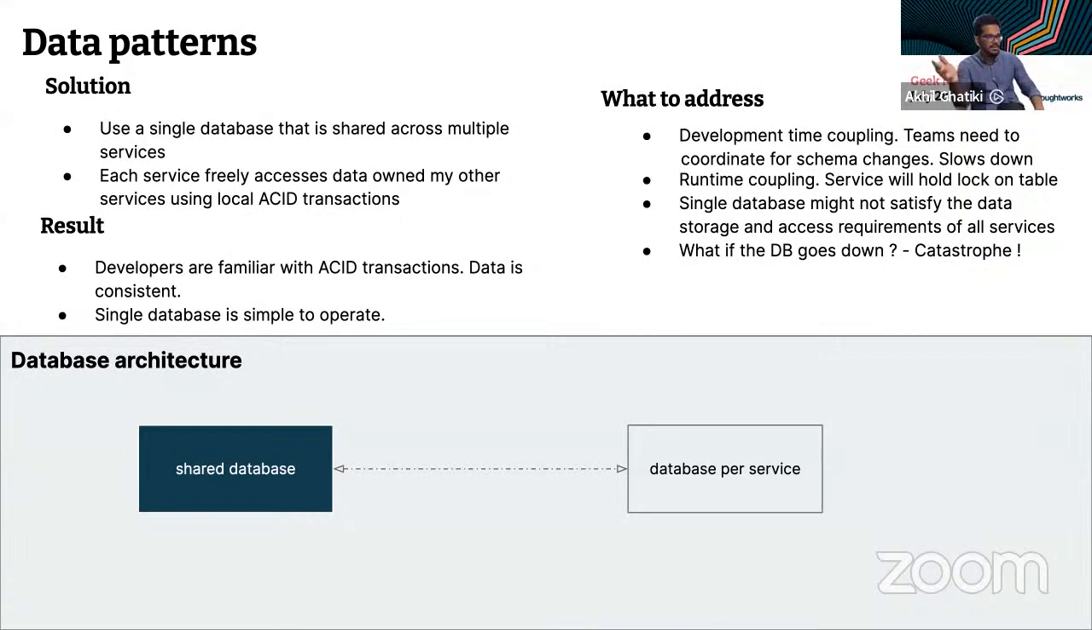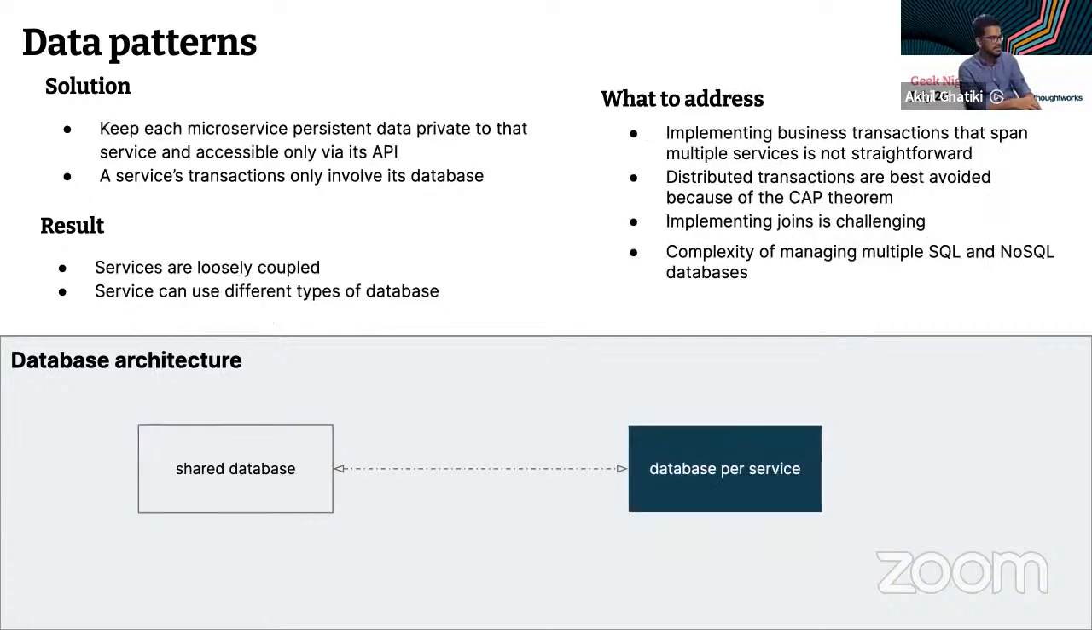And you have now the runtime coupling coming in. So whenever the requests are made, one service will hold the lock on the database because that is shared, and another service has to wait for the lock to be released to access the data and then get the outcome out of it. And as I discussed, a single database might not fulfill all your requirements across different types of data that you want to hold. And what if the DB goes down? Nothing, like it's a catastrophe.